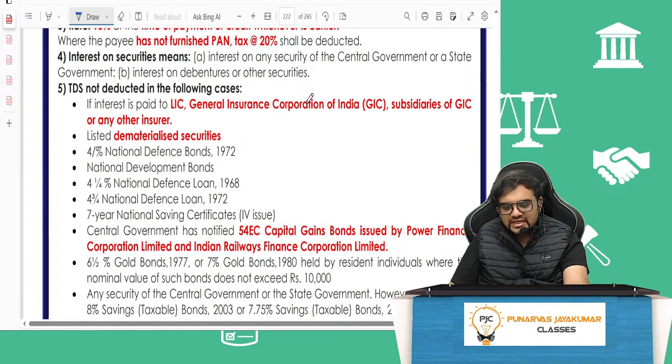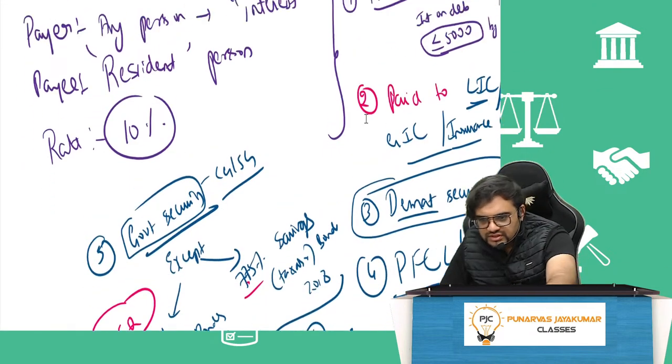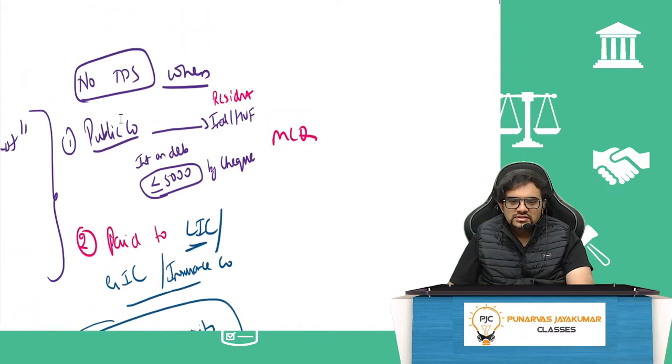But TDS is not applicable for certain cases. That is, a public company giving interest on debentures to a resident individual or HUF. If it is paying less than or equal to 5,000 by cheque, then no TDS. So if they are paying 7,000 by cheque, TDS will come. If they say 4,000 by cash, TDS will come. So it is less than or equal to 5,000 by cheque.